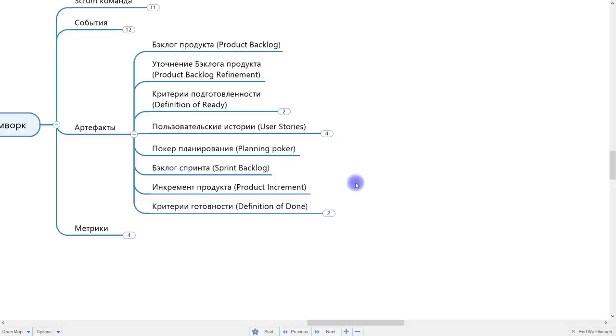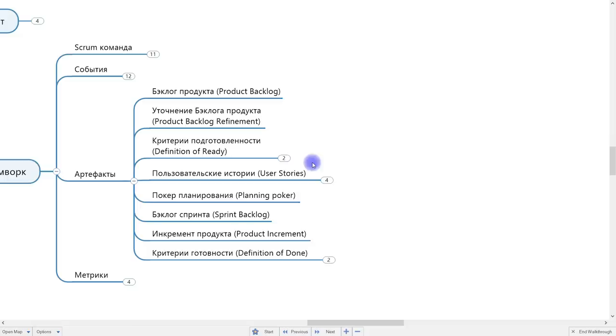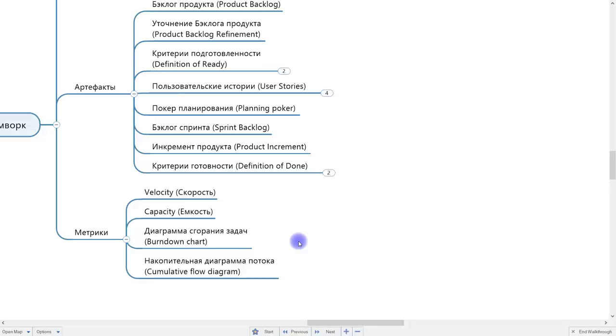Product increment, like I said, is everything that we've developed before, and will develop by the end of this iteration. You should never say that product increment is exactly what we're developing in this particular iteration and will provide to the customer when it's finished. Product increment is everything that we have already developed before this iteration, plus those new features and functionalities that we will develop in this particular iteration.